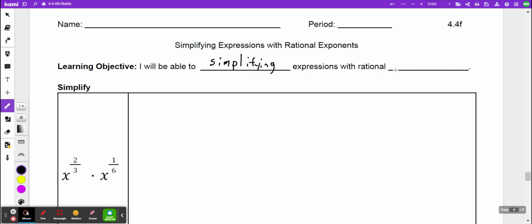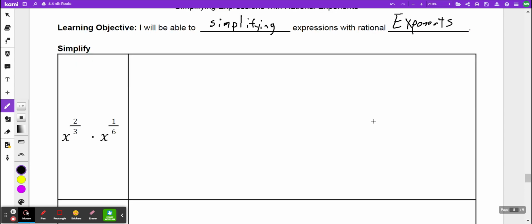Simplifying expressions with rational exponents. So, remember our rules. We don't want any negative exponents, and we want to simplify the index number as much as possible, and we don't want any complex fractions. So, let's go over the first one right here.